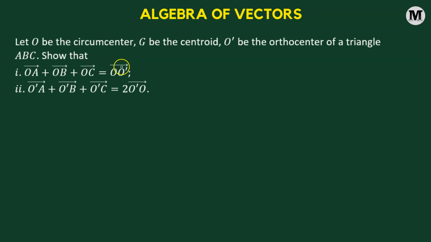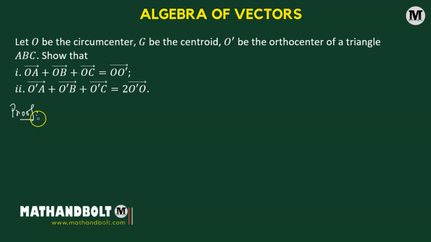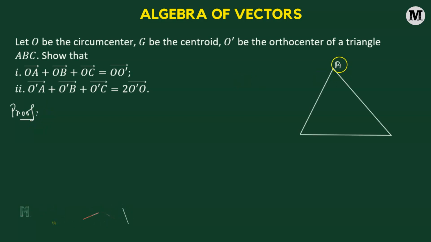Let O be the circumcenter, G be the centroid, and O prime be the orthocenter of a triangle ABC. Now we need to verify the following. Let's begin. First, we'll try to understand the problem graphically. So we begin by considering a triangle A, B, and C.